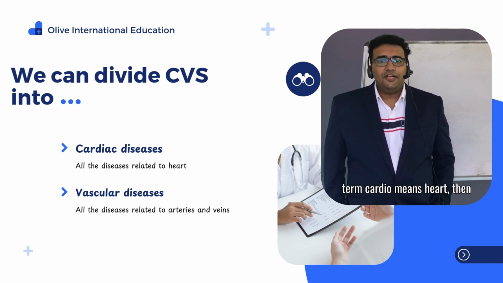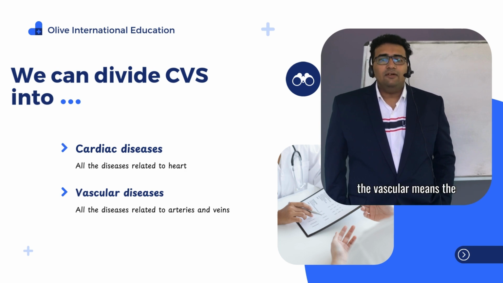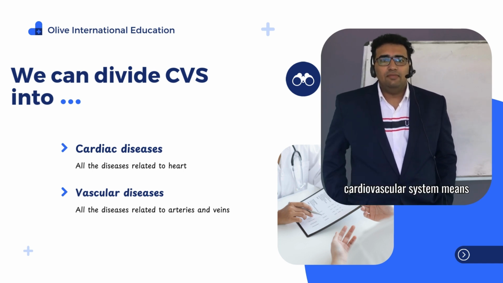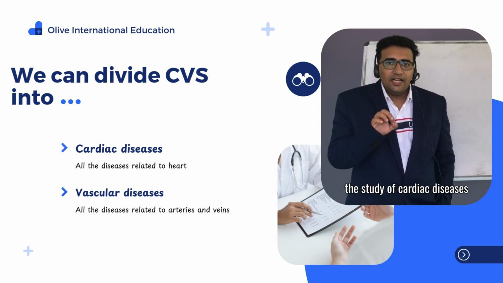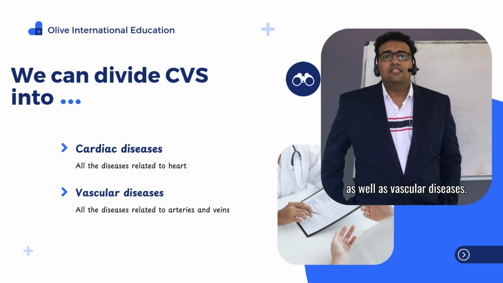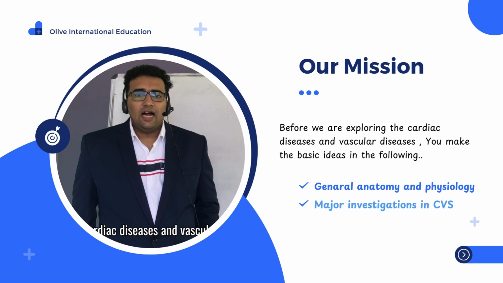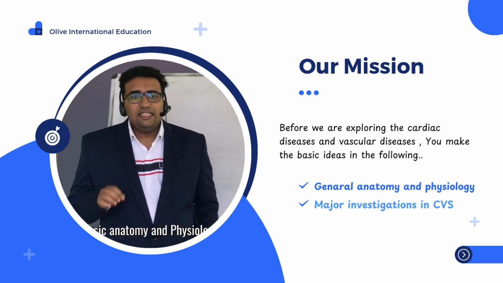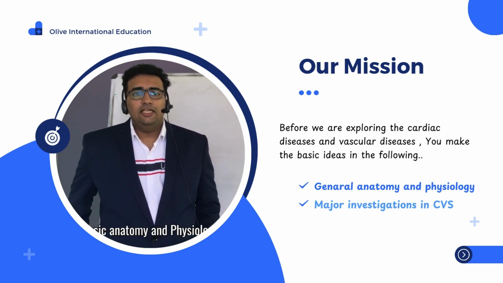The term cardio means heart, and vascular means the vessels, the blood vessels. So cardiovascular system means the study of cardiac diseases as well as vascular diseases. Before you go to the cardiac diseases and vascular diseases, you should have an idea about the basic anatomy and physiology of the cardiovascular system, especially the heart.